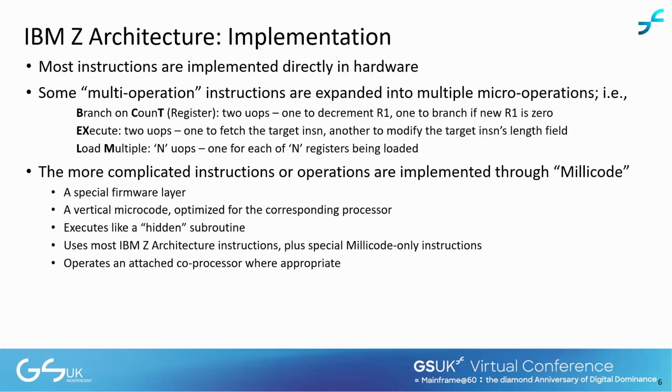And so we'll piecemeal and pick different ways of implementing these various pieces based on the architecture, based on what accelerators are available. And so something like that, it's very difficult to just do in hardware. So what we have is millicode, where it's basically like a hidden subroutine.